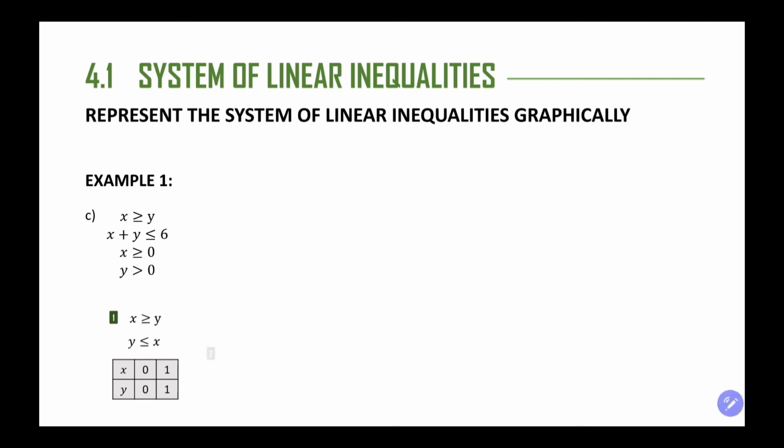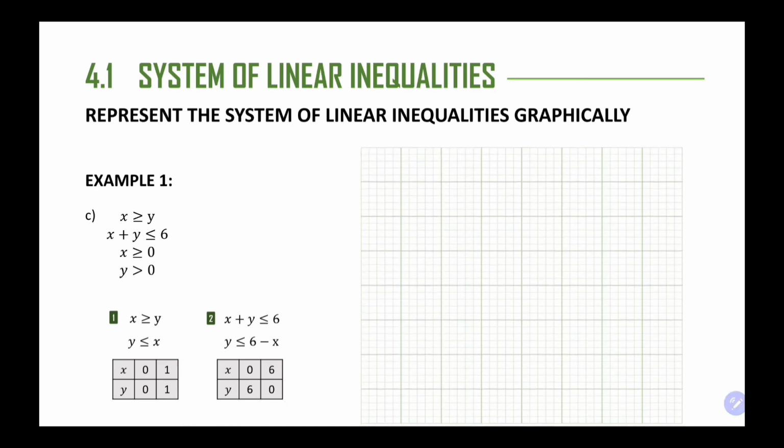Then we have the second equation, x plus y less than or equals to 6. Then we arrange y less than or equals to 6 minus x. Then we find the intercepts. When x equals to 0, we get y equals 6. And when y equals to 0, we get x equals to 6.